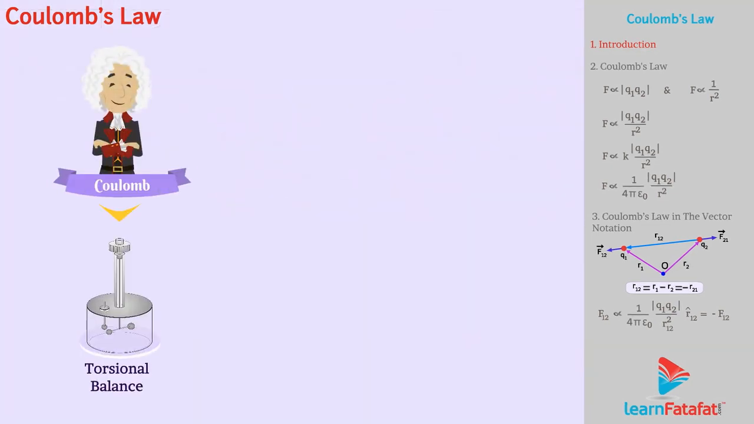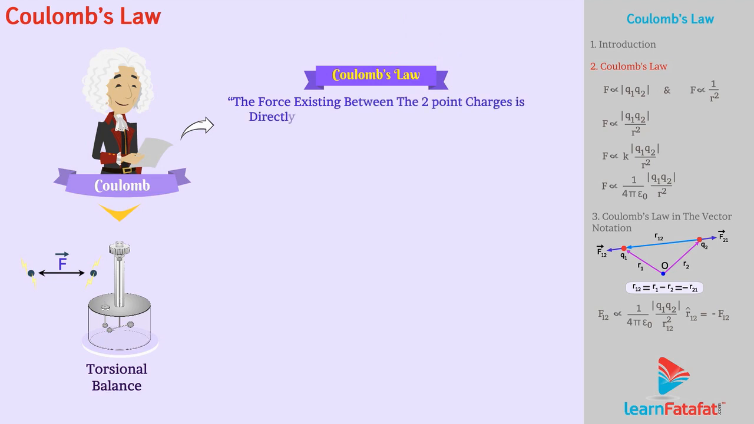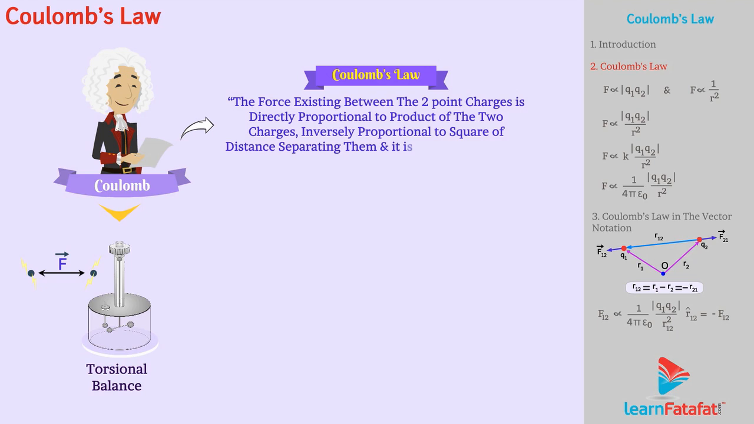Coulomb used a torsional balance to find the force between charges. Based on his observation, he gave a law called Coulomb's law, stated as: the force existing between two point charges is directly proportional to the product of the two charges, inversely proportional to the square of the distance separating them, and it is directed along the line joining the two charges.